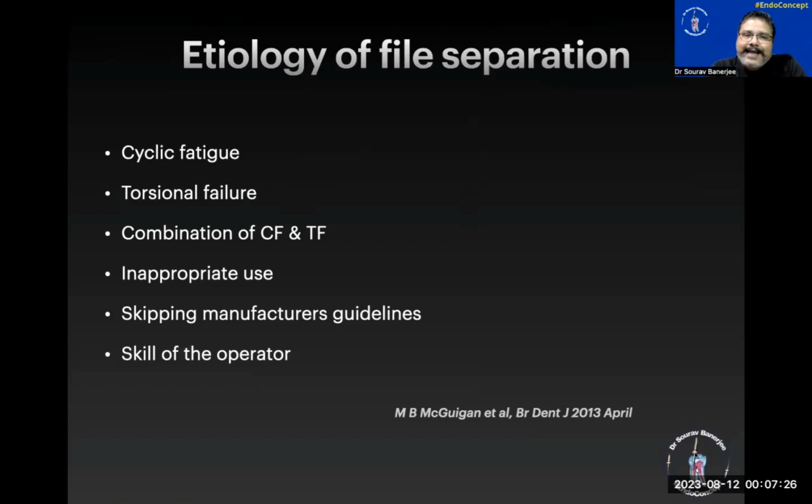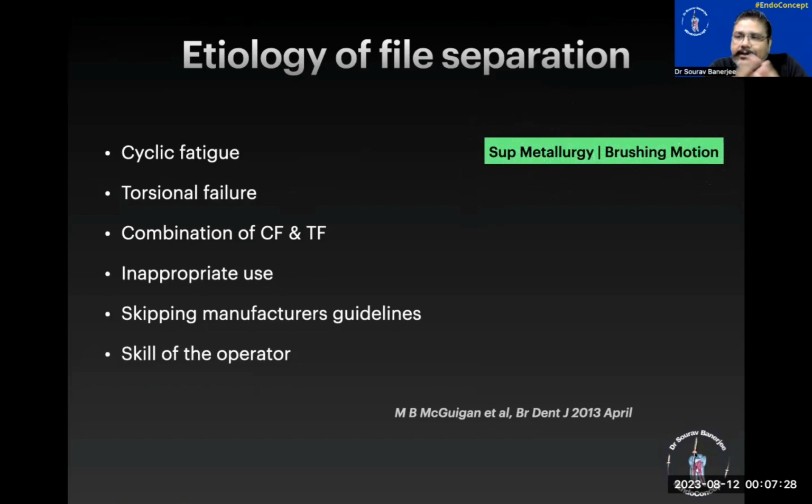When it comes to cyclic failure, the best way to avoid it is to use a superior metallurgy. You can use good nickel titanium instruments for better cyclic fatigue resistance, and also use the instrument in a brushing motion. Cyclic fatigue is a failure that happens when you keep the file rotating at the same point. It is time dependent and location dependent.